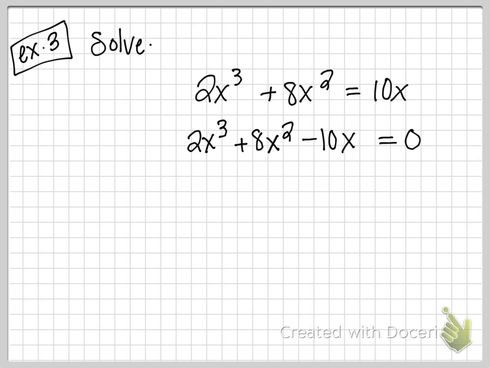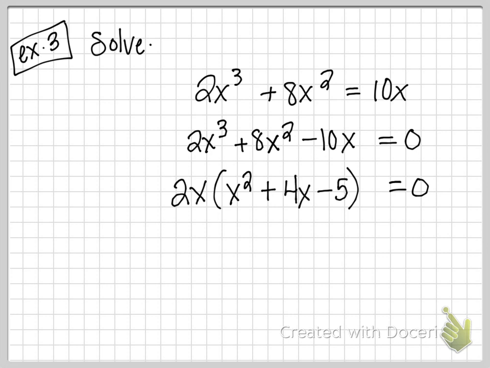And then what form does your expression have to be in before we can solve? Factored form. We can't solve in standard form. We've got to get this factored. So we're looking at 2x cubed plus 8x squared minus 10x. We need to find a GCF, which is what? 2x. Perfect. Start by factoring out our GCF, 2x. And then when we divide, we get x squared plus 4x minus 5.